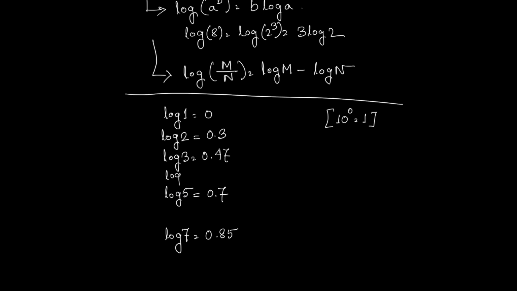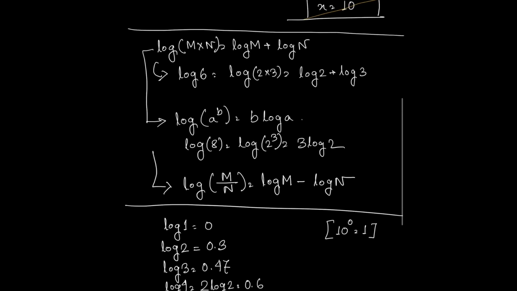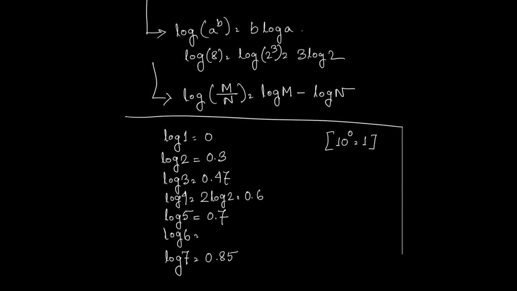Like what? Log 4 would be 2 log 2, that is 0.6. Log 6, we just derived that log 6 is log 2 plus log 3, that we can write as 0.77.